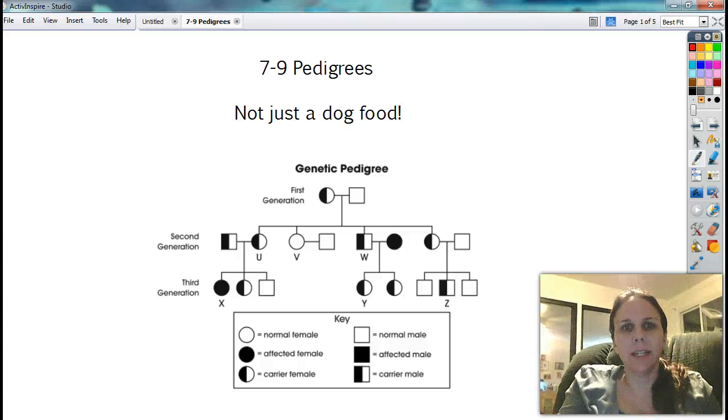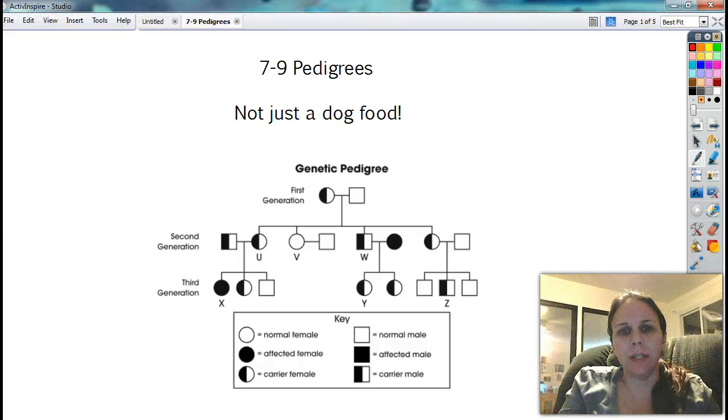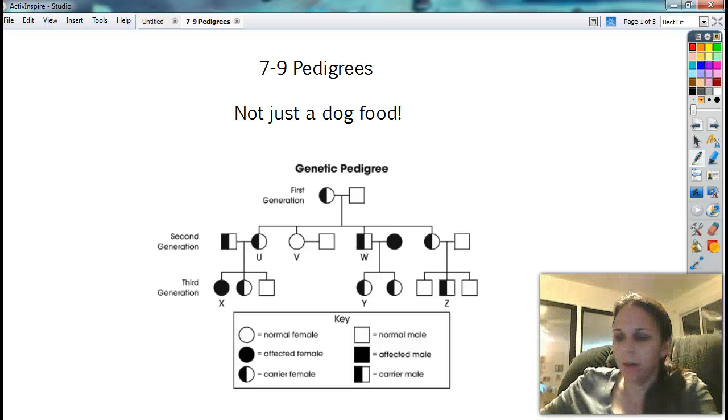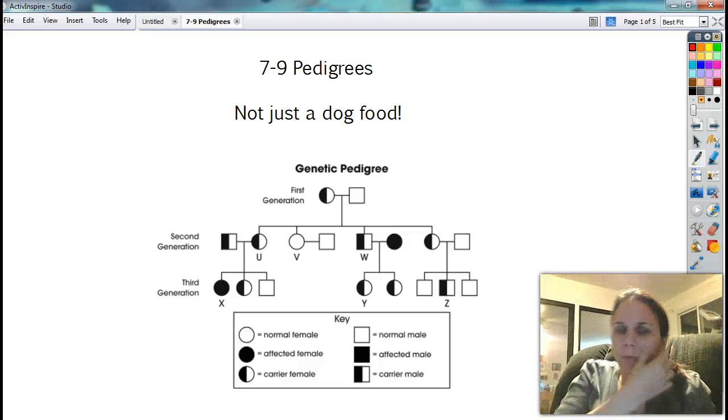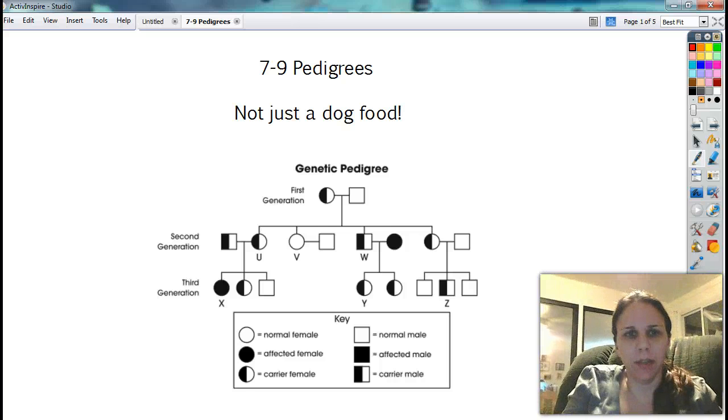Okay, second to last video, 7-9 pedigrees. Now you're going to have to bear with me on this one. My handy dandy little tablet, which I complain about all the time, is currently not cooperating with me at all. So I'm going to be using my two fingers on the itty bitty mouse on my computer. So I apologize if my writing is not that good.